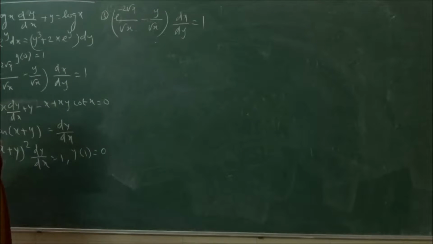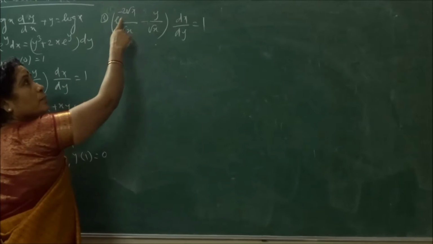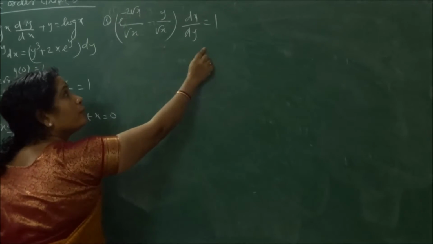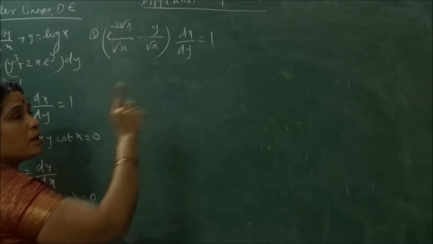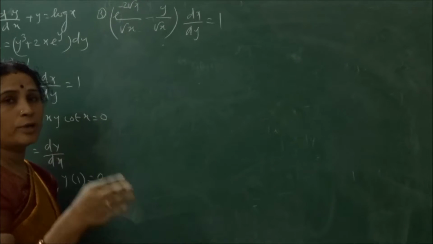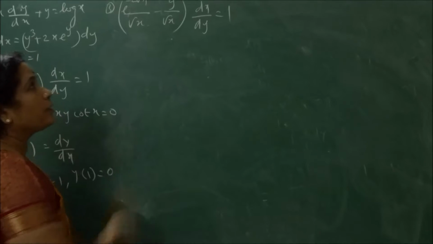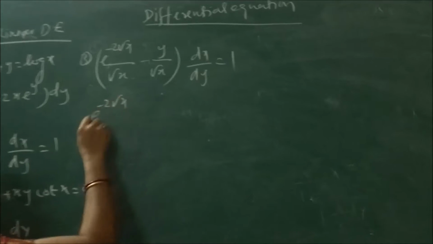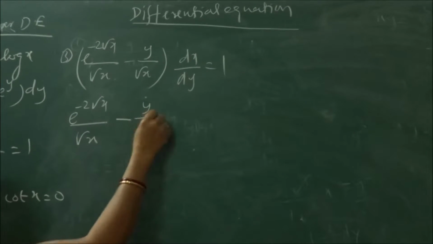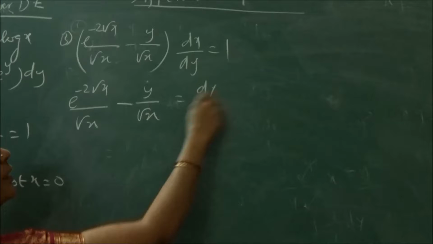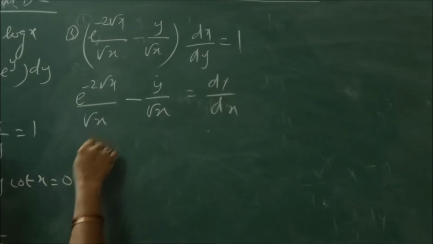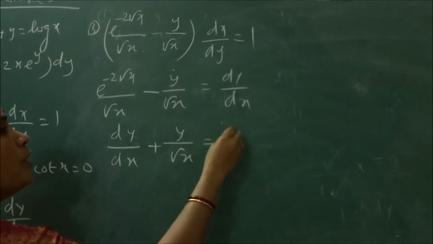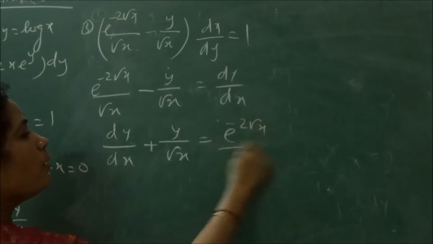Now see, this is a first order linear differential equation. There is e power something, but there are no y by x or x by y terms. Now check very carefully, that is single y, single algebraic y. Single algebraic y means, what I told you, that is dy by dx format. So that's why I am taking this dx by dy to that side: e power minus 2 root x upon root x minus y upon root x, that is equal to dy by dx. Okay, fine. Now I am taking the y term to that side, so dy by dx plus y upon root x is equal to e power minus 2 root x, the whole upon root x.